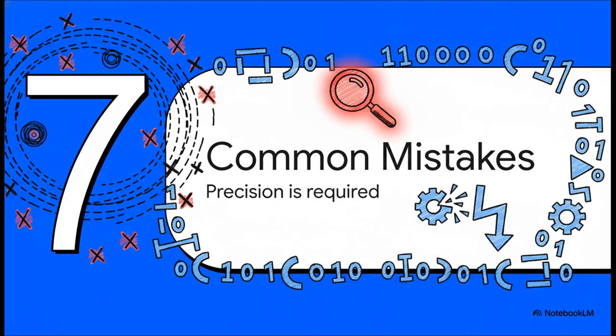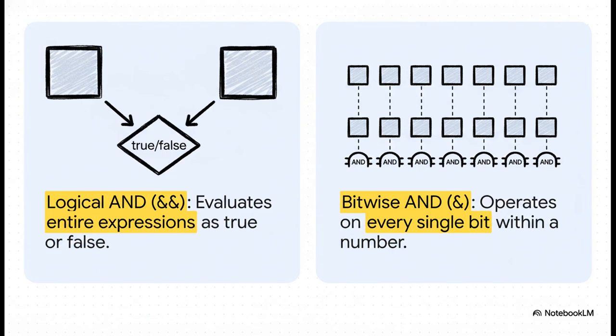With bitwise logic, precision isn't just a good idea, it is a non-negotiable requirement. So let's look at the absolute most common mistake that even seasoned engineers can make. This right here is a classic, multi-million-dollar bug just waiting to happen. Confusing the logical AND, that's the double ampersand, with the bitwise AND, the single ampersand. See, the logical version on the left asks one big question: is this whole idea on my left true, and is this whole idea on my right true?